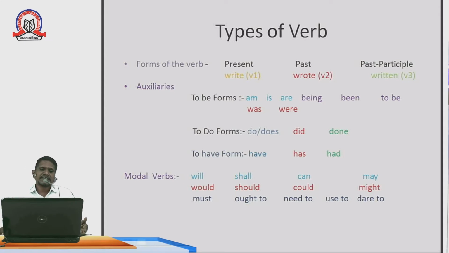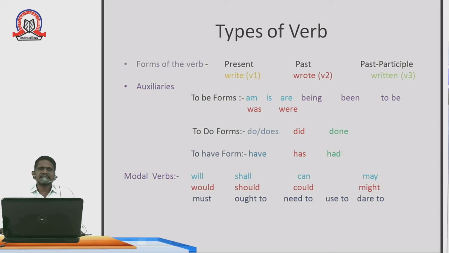Again, the next are the modal verbs. These things are very important, my dear friends. Modal verbs work in the sentence for making drastic changes in the sentences. Say will, shall, can, may. What is the past tense of will? There is would. What is the past tense of shall? Should. What is the past tense of can? Could. What is the past tense of may? Might. So these are the past tenses.